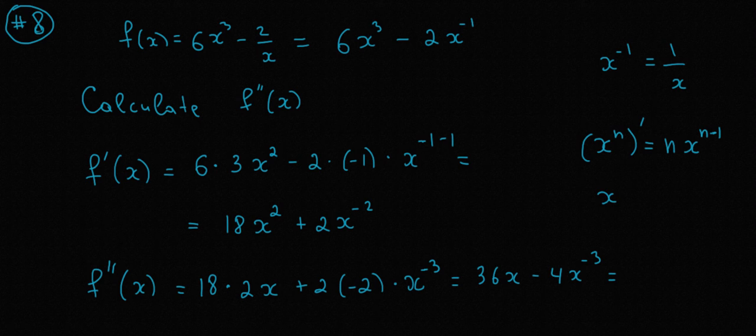And let's just again recall that x to the negative third power is the same thing as 1 over x to the positive 3 power. And so I can rewrite then our final result as 36x minus 4 divided by x cubed.